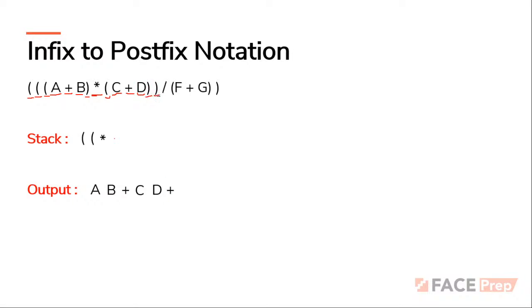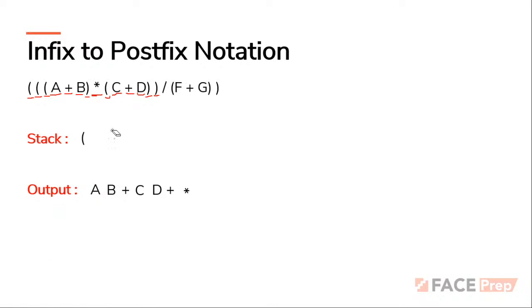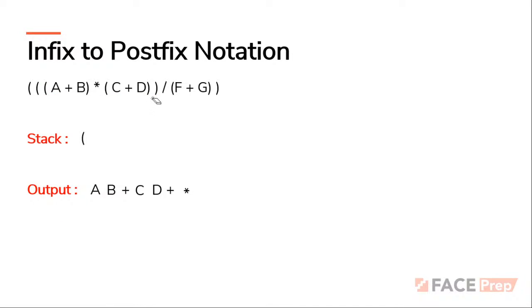So whenever I'm getting closing bracket, I have to delete the topmost operator. Star will be deleted, and that will be printed on the screen. After that, I have to go for the next element. What is my next element?